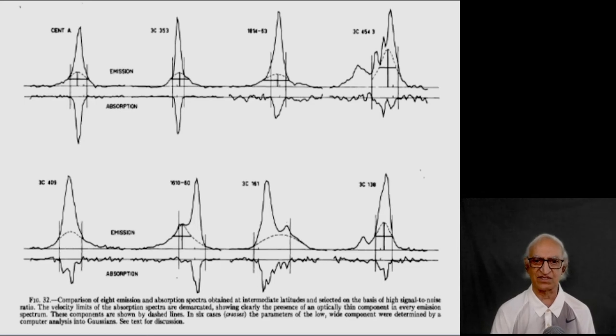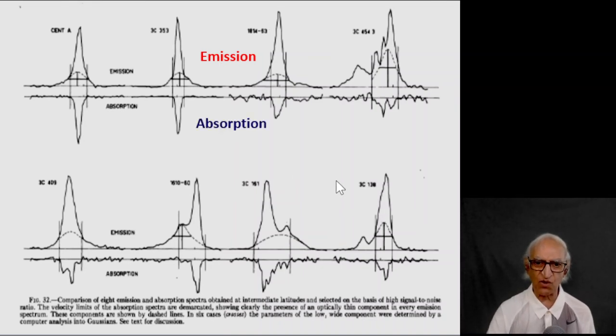What is shown in these six pictures there, my cursor cannot be seen by you, I apologize for it. I'll try to get it fixed by next lecture. What is shown above the horizontal axis in all these pictures is emission. Emission at various frequencies or various radial velocities. That is emission.